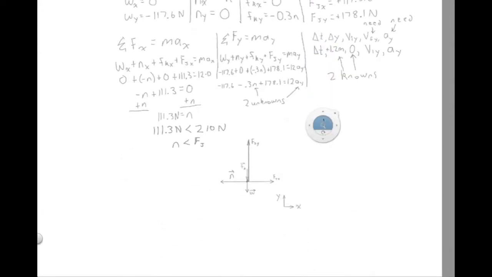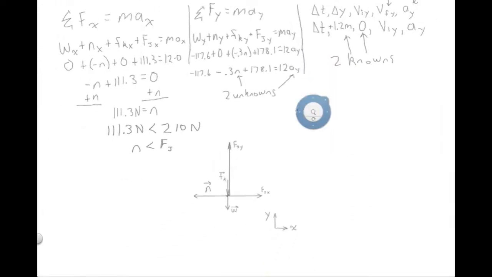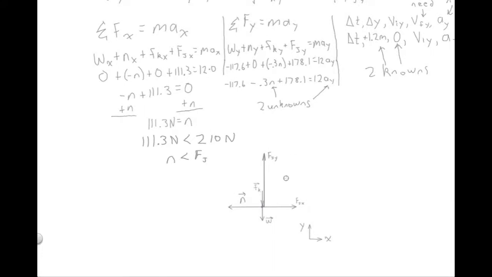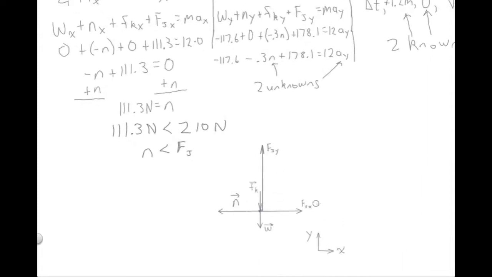Well, what exactly is trying to start the object moving to the right through the surface of the wall? It's only the x component of Jessica's applied pushing force. The y component of Jessica's force is not trying to get the object moving through the wall, because the y component of Jessica's force is pulling parallel to the wall.